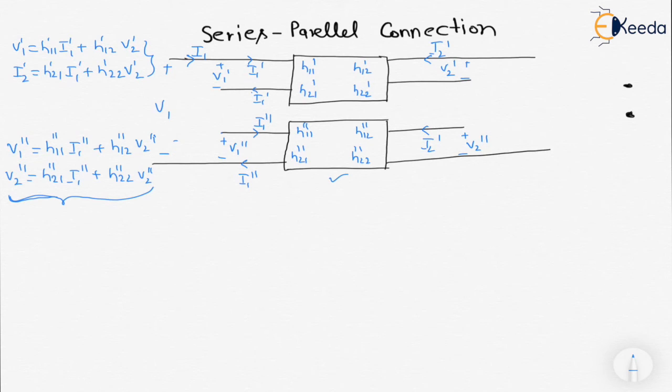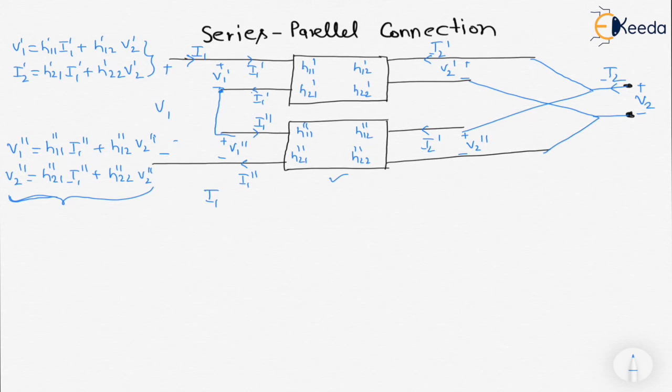Now series parallel connection means at one side we will connect in series and at the other side we will connect in parallel. So the first side is series. What we are going to do is directly connect these two terminals, and here it is parallel. For the parallel connection, as I have mentioned, we will add these two. So this will be your main plus minus V2 and I2.